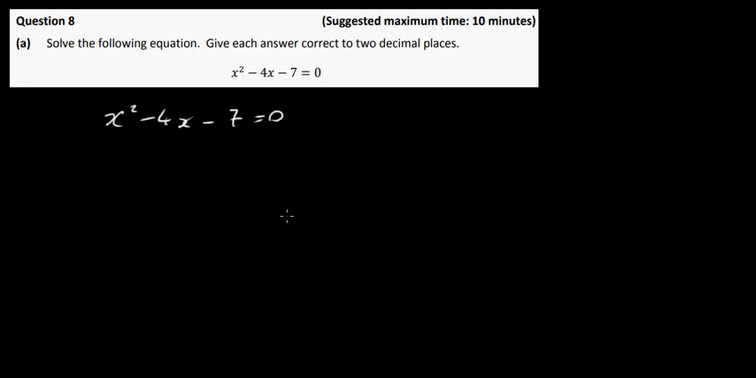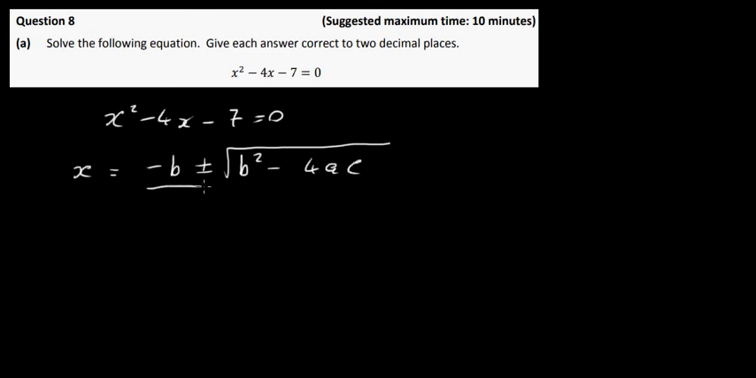Now if you try to factorize this, you'll find that you won't end up with whole number factors here. So really we've got to use our quadratic formula, which is x is equal to minus b plus or minus the square root of b squared minus 4ac all over 2a.